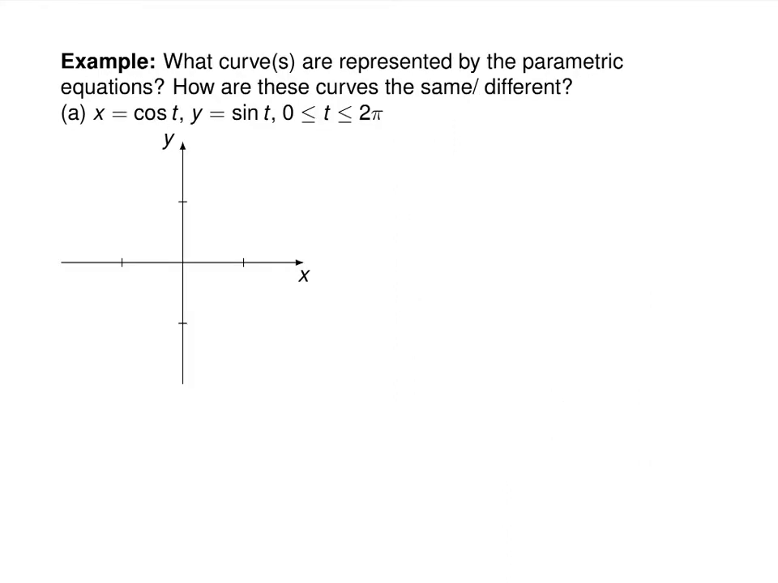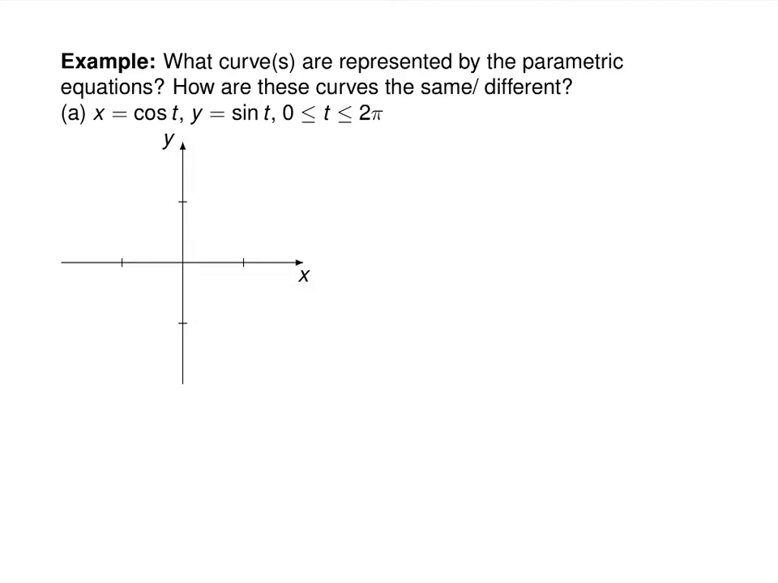Next, we have two curves that are pretty closely related, and we're going to use this as an example to distinguish between a curve and a parametric curve. So first of all, what curve is represented by the equations x equals cosine t, y equals sine t, for t's between 0 and 2 pi?